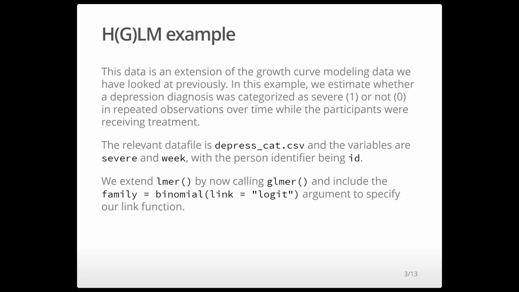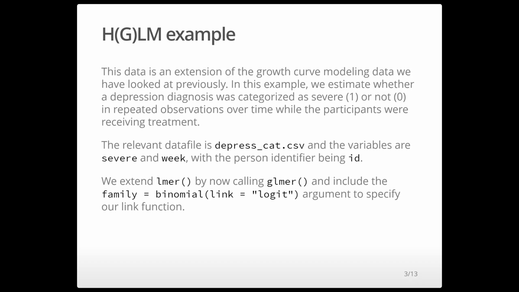So this data is an extension of the growth curve modeling we looked at previously. In this example, we estimate whether a depression diagnosis was categorized as severe or not in repeated observations over time while participants were in treatment. The relevant data file is depressed cat, and the variables that we'll be focusing on are severe, which is the outcome variable, and week, which is the time variable, and the person variable being ID. Note that week is already centered at week 1, so we don't need to mess around with centering it.